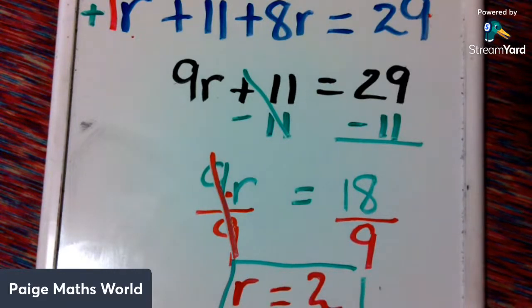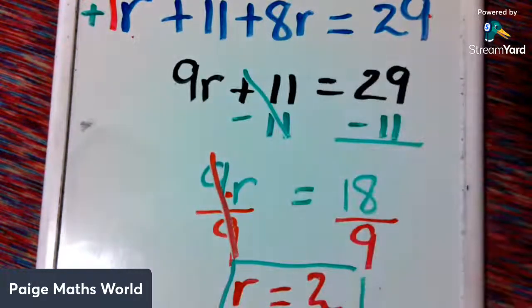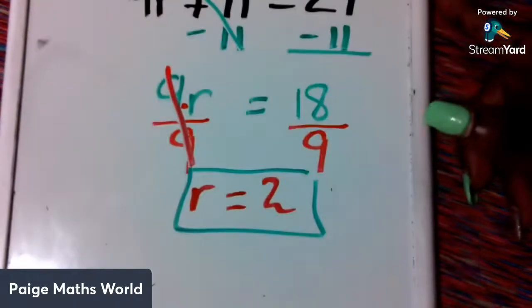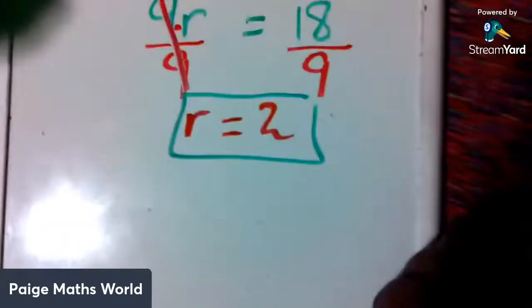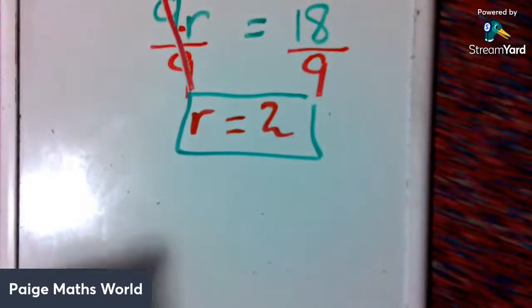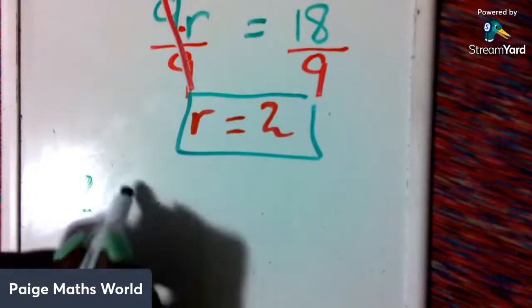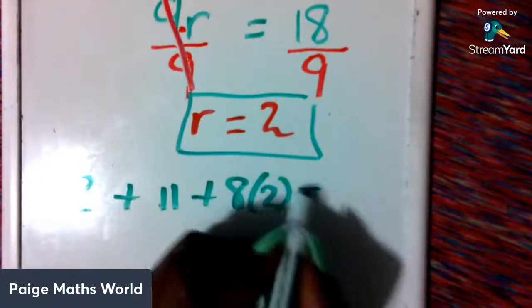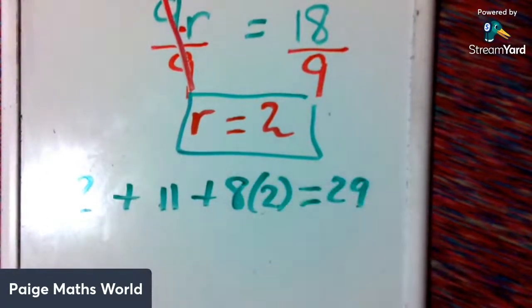So r is equal to 2. If we want to know if this is correct, we can put r equal to 2 into the equation to see if it equals 29. We can do that really quick here. All right, so r was equal to 2. So we can say r, which is 2, plus 11 plus 8 times 2 is equal to 29.